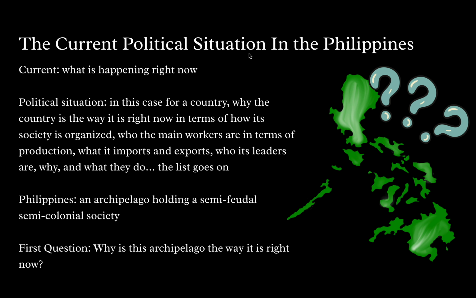When I was going through this slide, I was thinking, okay, current is what is happening right now. Political situation, that is a heavy, heavy definition in this case for a country, why the country is the way it is right now in terms of how its society is organized. The society in the Philippines is organized semi-feudal, semi-colonial, and geographically it is an archipelago with many islands consisting of many cultures of many different people.